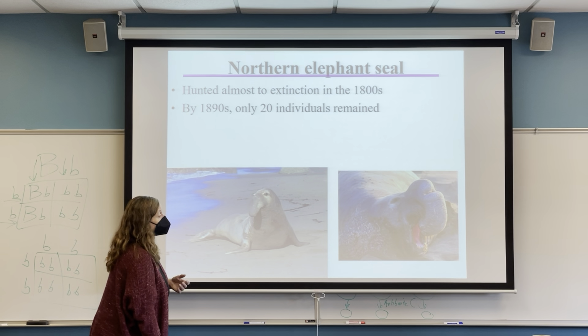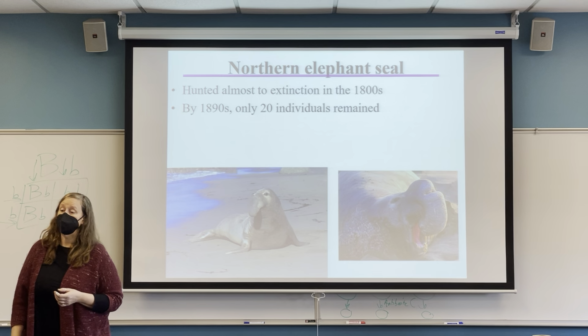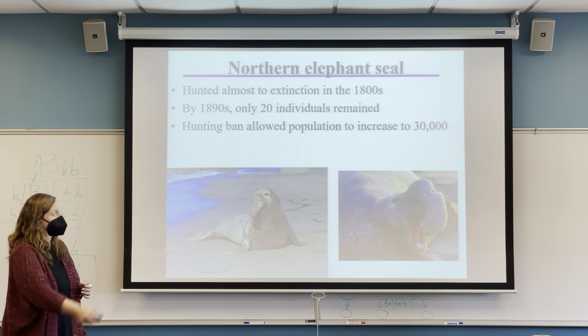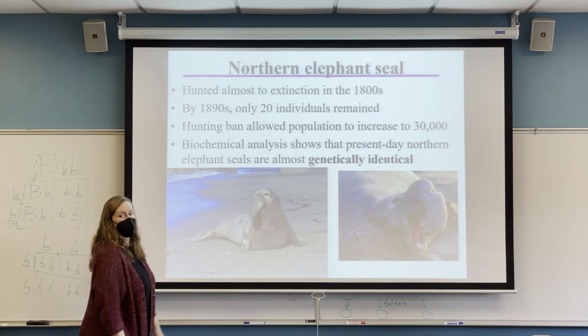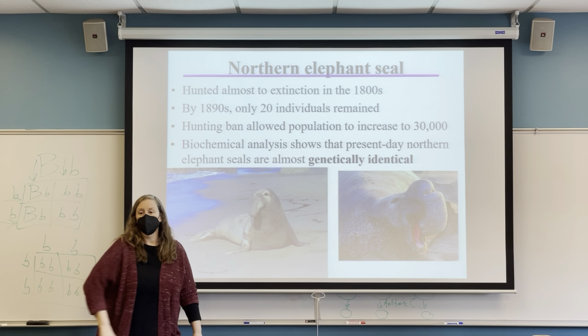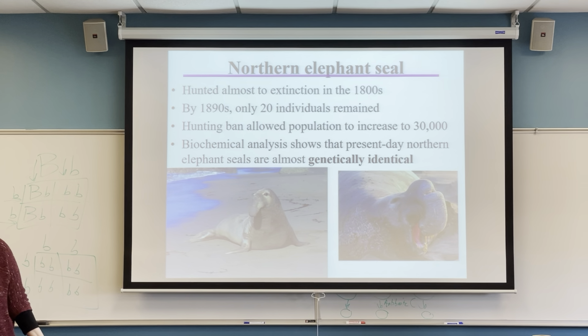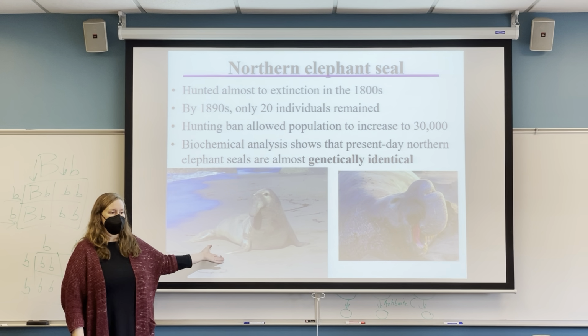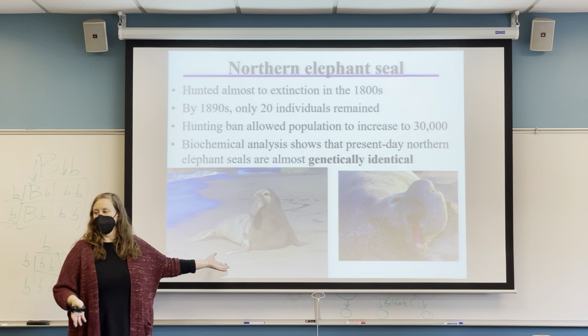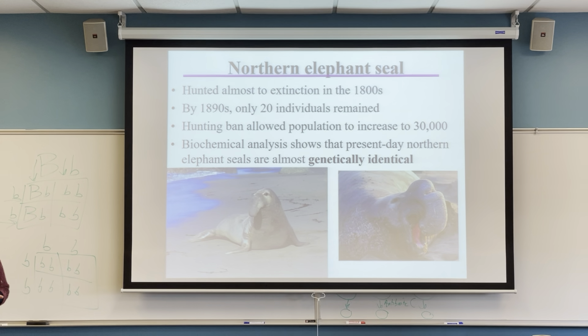One example is the northern elephant seal. It was hunted to almost extinction in the early 1800s. There were about 20 individuals left. They did bring the population back up to about 30,000, but these 20 individuals were really similar genetically. So even though a few survived and they did bring the numbers up, here's the danger: if everybody's almost exactly the same, one virus, bacteria, or hunting event could wipe everybody out. So again, better to be more genetically variant.